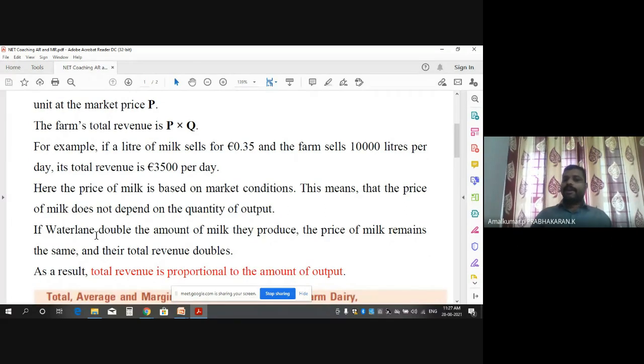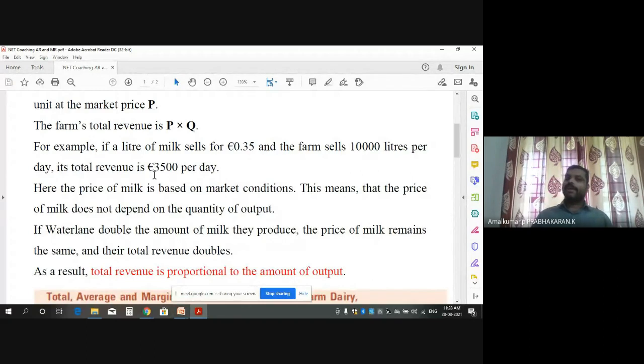If the farm doubles the amount of milk they produce, the price of milk remains the same because it does not affect any other factors. The price is determined only by market conditions and remains 0.35 euro, and their total revenue doubles. If the company produces 10,000 liters of milk in a day, they can sell at 0.35 euro per liter.